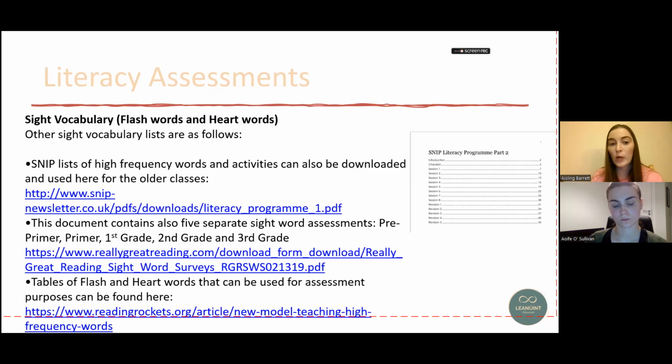And for assessment purposes, the last link, which is Reading Rockets, has tables of flash and sight words or heart words that can be used for assessment purposes.